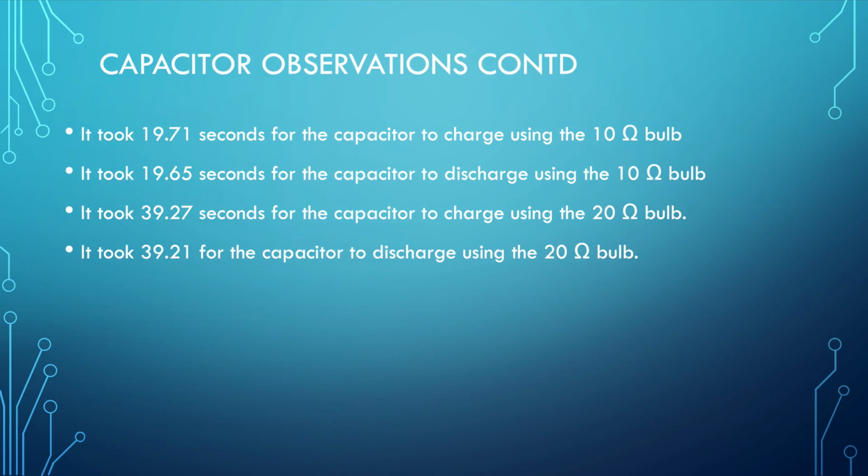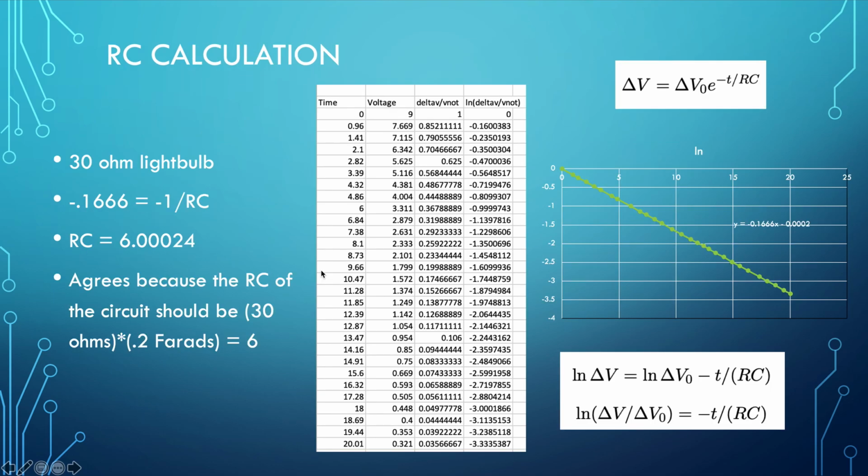The observations we made here were that it took 19.71 seconds for the capacitor to charge using the 10 ohm light bulb. It took 19.65 seconds for the capacitor to discharge using the 10 ohm light bulb. It took 39.27 seconds for the capacitor to charge using the 20 ohm light bulb, and 39.21 seconds for the capacitor to discharge using the 20 ohm light bulb.